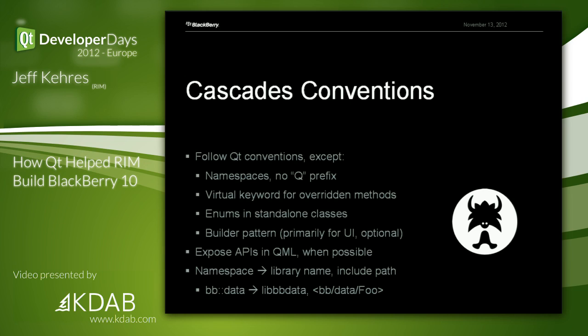And we also have this naming convention which we follow throughout our code. So given a particular namespace like bbdata, that lives in a library called libbbdata. And then the include path for the headers in that library would be bb/data/class name. And we use extensionless headers just like Qt does for all of its classes.